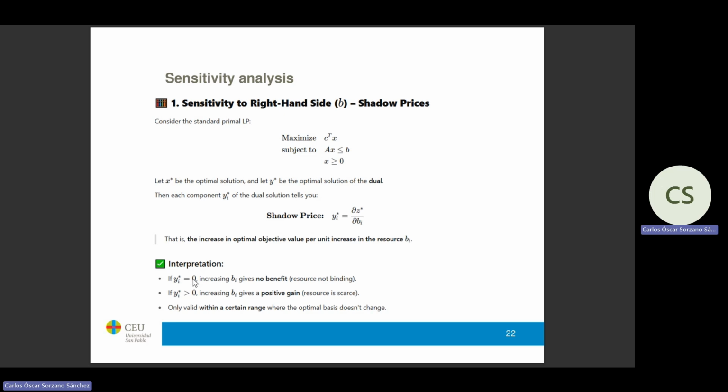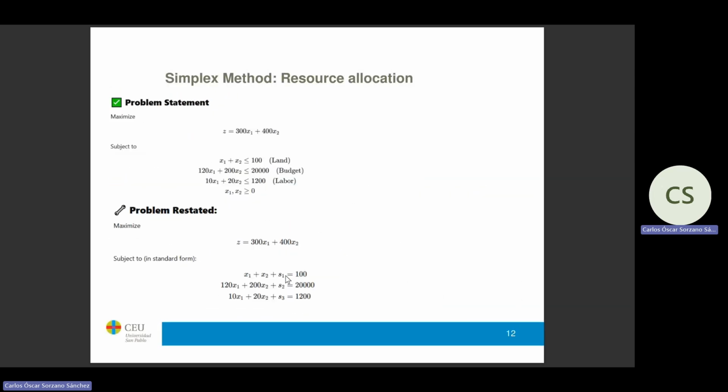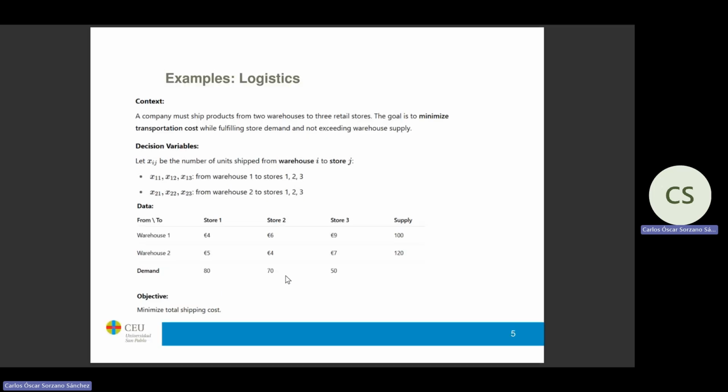So if Y star is 0, then increasing or decreasing b_i has no effect, because that constraint is not binding. This is like one example before.